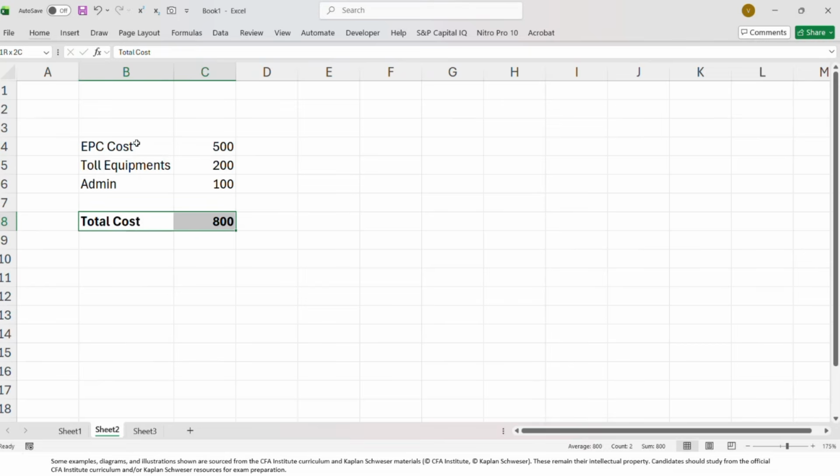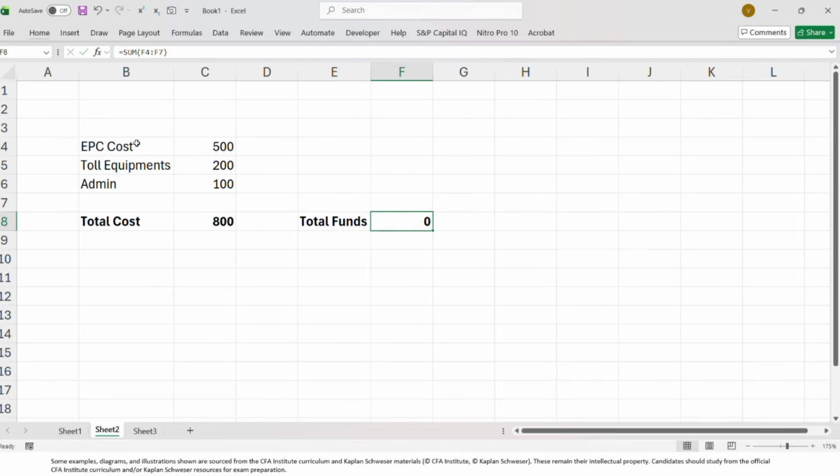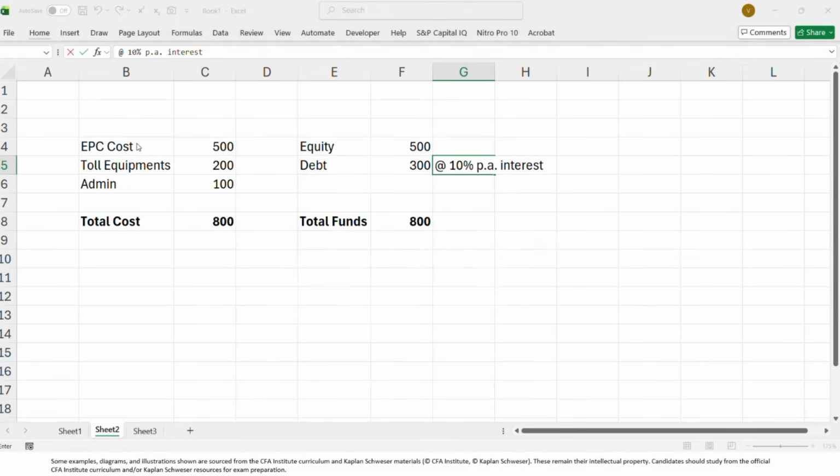So now if you have a total cost of 800, you are going to arrange the funding. So total funds required is also 800. And you are going to say, I am going to put equity of 500, but the remaining amount I am going to borrow, which is 800 minus 500. So you're going to say, I'm going to borrow 300 at 10% per annum interest, right? So that is your interest.